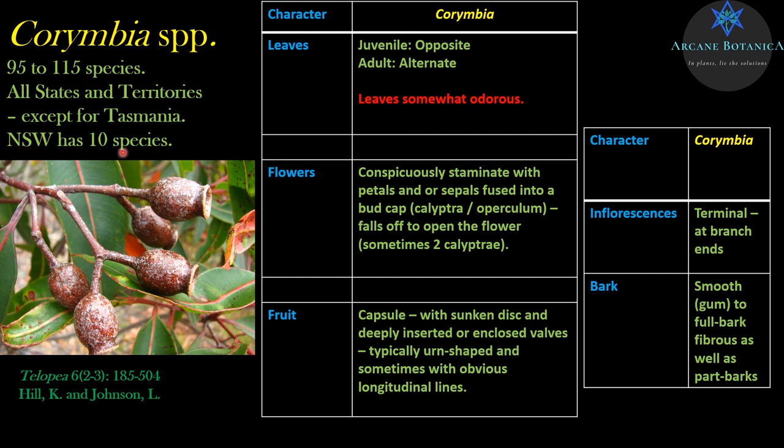That's my focus. I've only got 10 species to worry about, so that's really good. A lot of Corymbia occur in the tropical parts of Australia. So we're talking like northern Queensland, the Northern Territory, the far inland parts of those places, Western Australia as well, and probably a large part of that state.